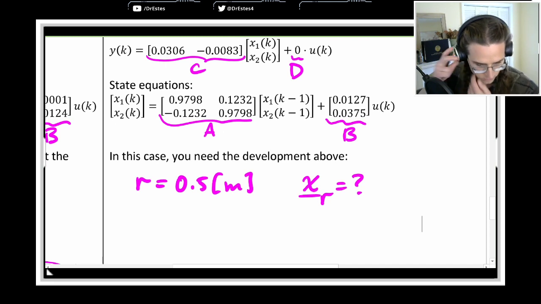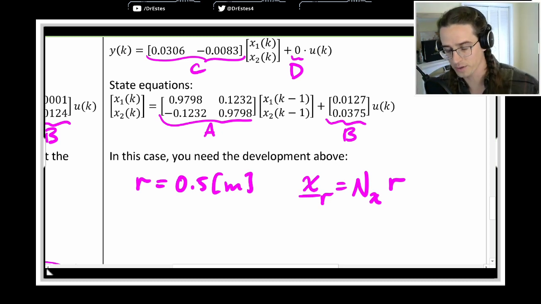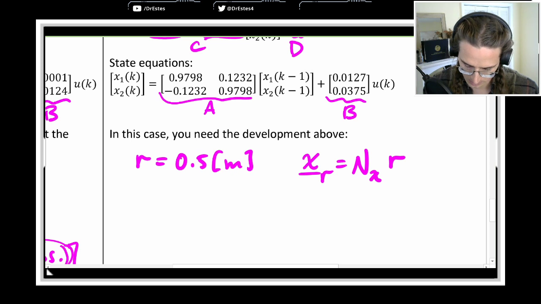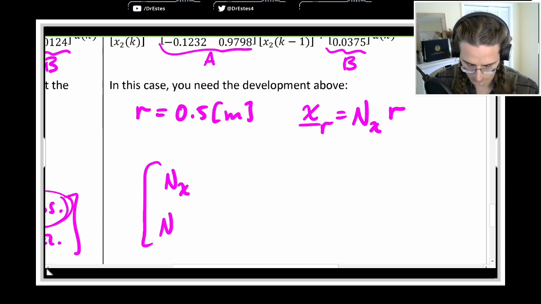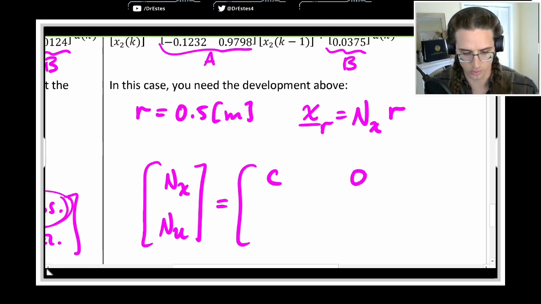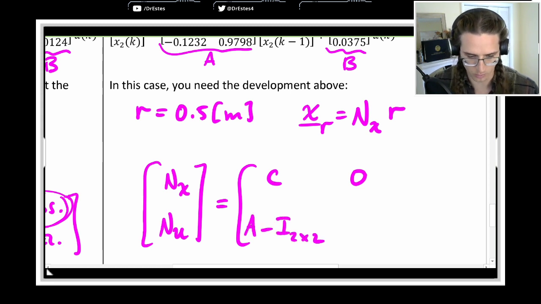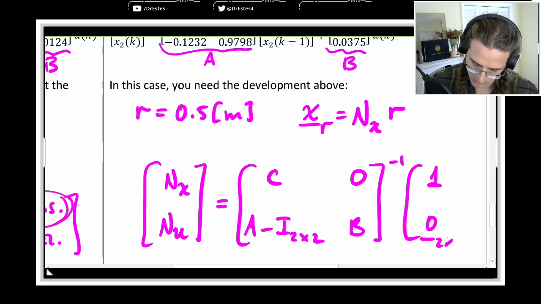Okay, so what we're gonna have to do is use this development where XR is some factor in X that I don't know what it is yet. Let's leave that for now. And when you solve for NX, it depends on this NU as well. So that's why I bring it in here. Maybe we don't always really care what NU is, but we need the inverse of this. And then this vector is 1, and then 0, 2 by 1.